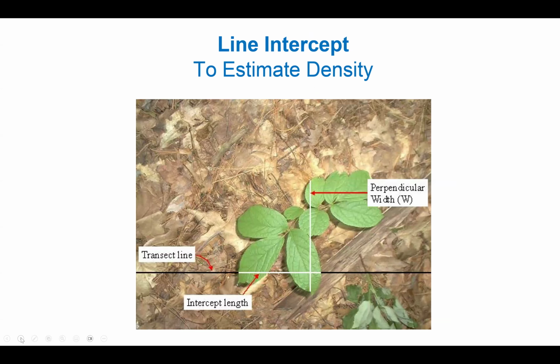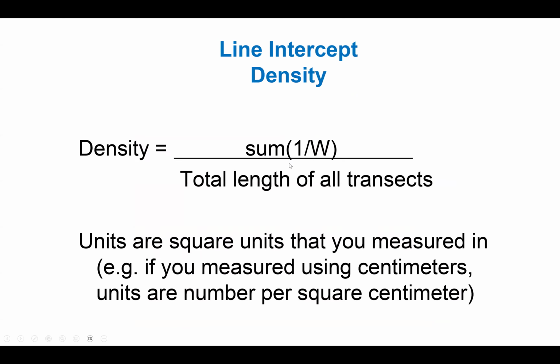Estimate of density. So here's our transect line across here and the little plant is touching it. We measure the distance of the width from the whole plant that's touching the line, not just the little piece of it, as well as the width across this way. This gives us our intercept length, because that's going along the length of the line, and the width is going out from the line. So density is the sum over the total length of all the transects. Units are square units, and you measure them using centimeters. Always use the metric system.